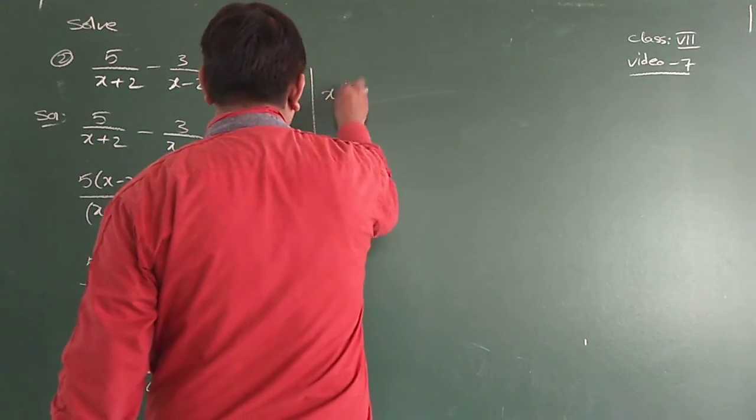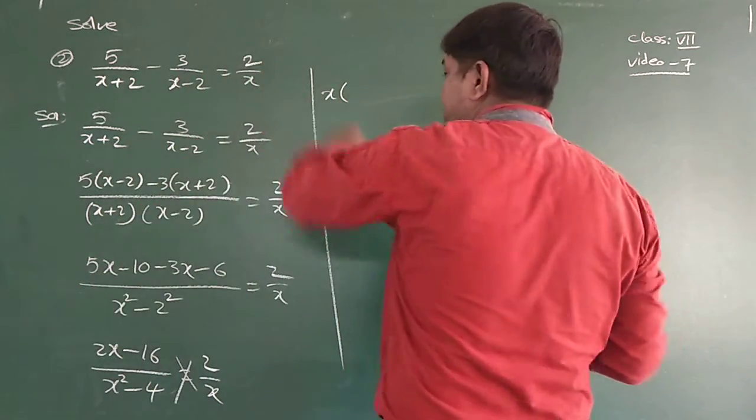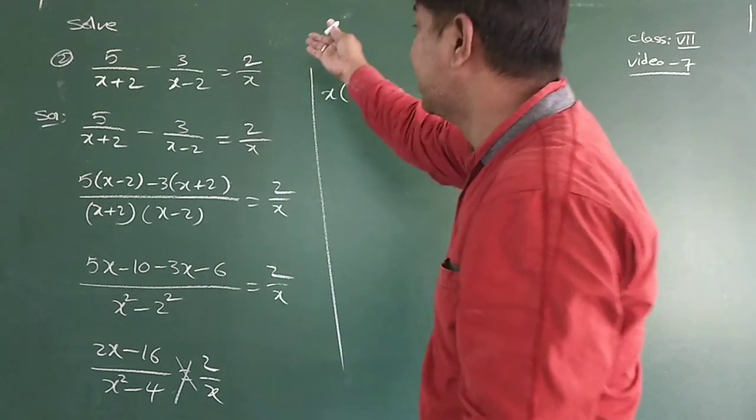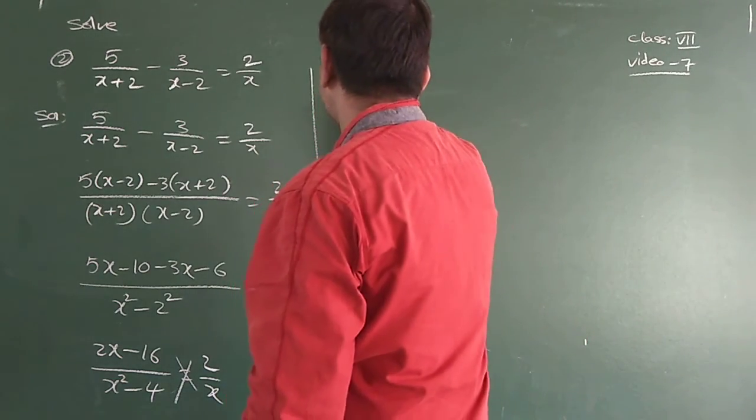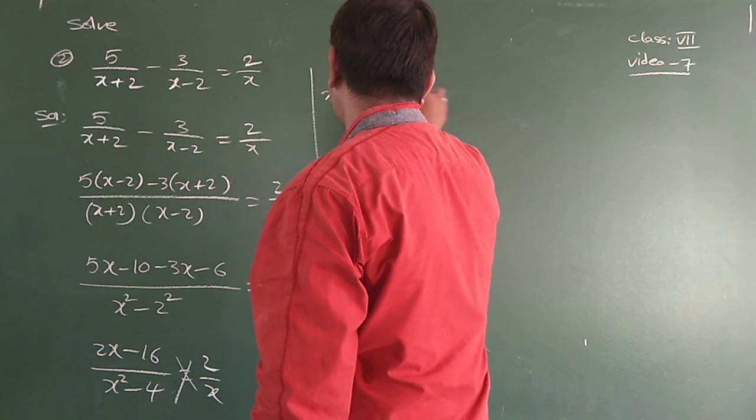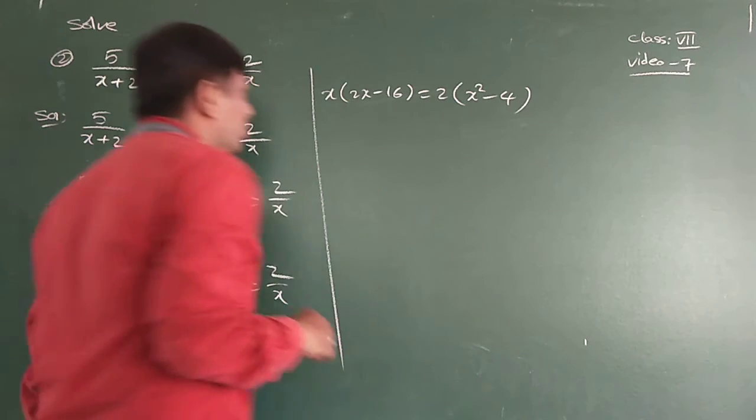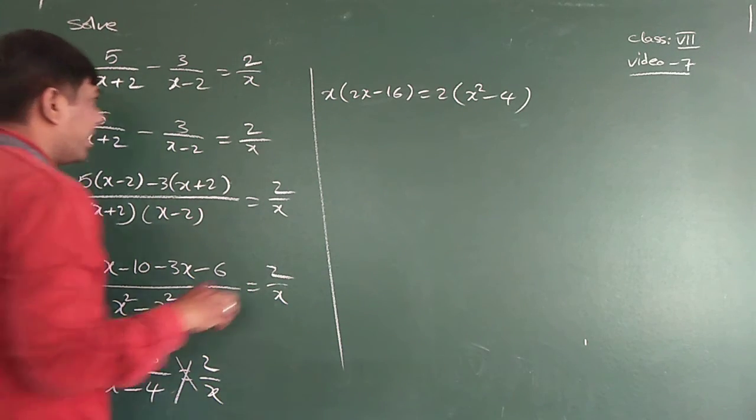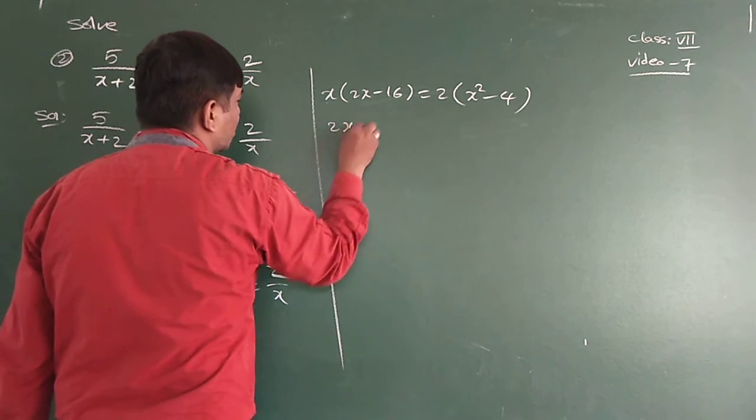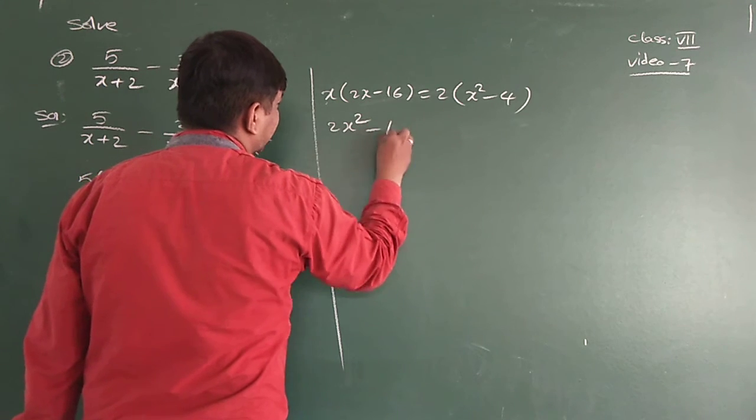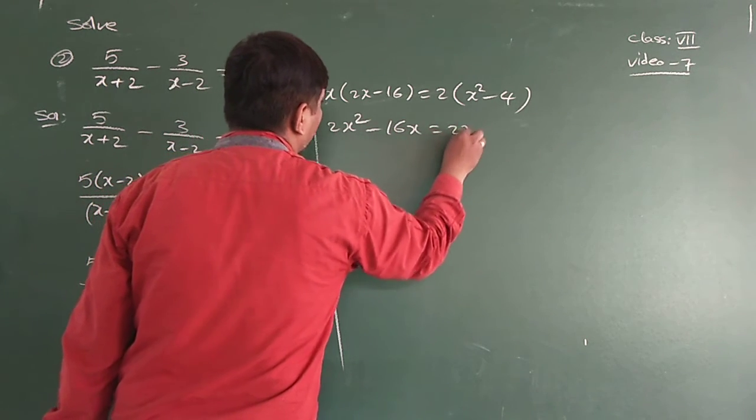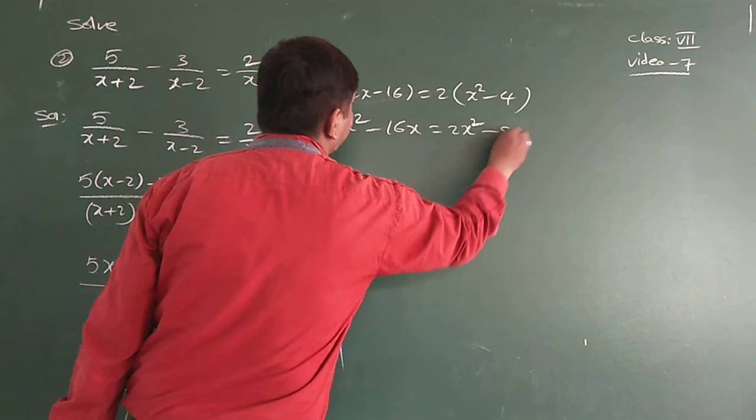Now please correct this one. I made a mistake in the question while writing it; I don't have 3 there. x into 2x minus 16 is equal to 2 into x square minus 4. So x into 2x gives 2x square, and x into minus 16 gives minus 16x, which is equal to 2x square minus 2 4s are 8.